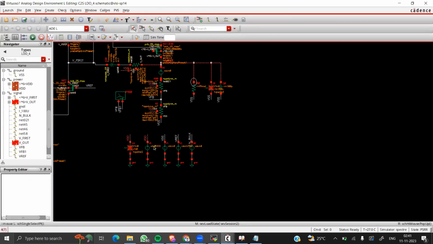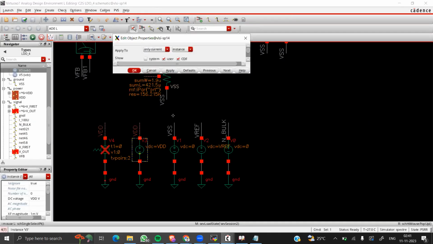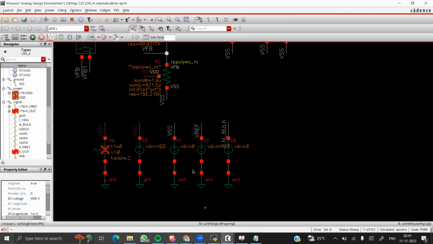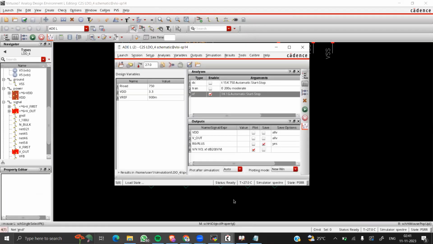Here we go. The VDD supply. Once we give an ideal voltage of VDD, we also specify an XF voltage, XF magnitude of 1 millivolt for XF simulation. So XF simulation gives us a run for the PSRR values. So yes, let's go into the simulations.